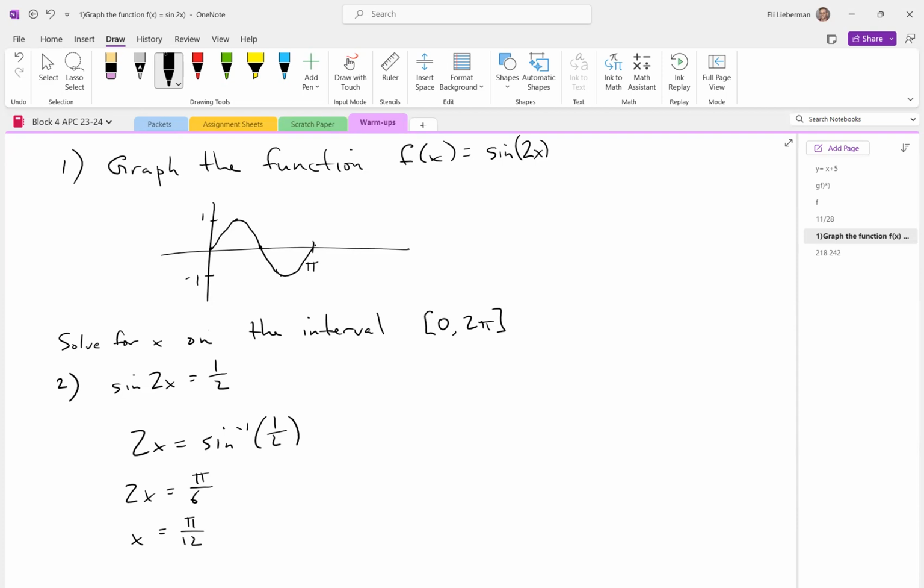It's important not only to be correct, but also to be complete. I believe this is true. If we plug this pi over 12 in, 2 times pi over 12, well, it is 1/2. However, there might be another time, which is 1/2. So what would the other solutions be? I really don't know.